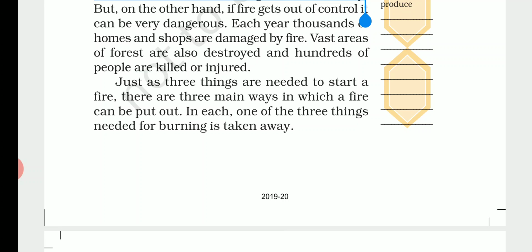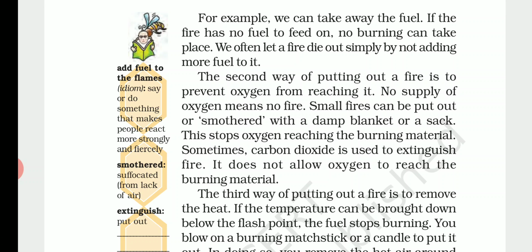So if we remove any one thing, then fire cannot be caused and we can control the fire. For example, we can take away the fuel. If the fire has no fuel to feed on, no burning can take place. We often let a fire die out simply by not adding more fuel to it.